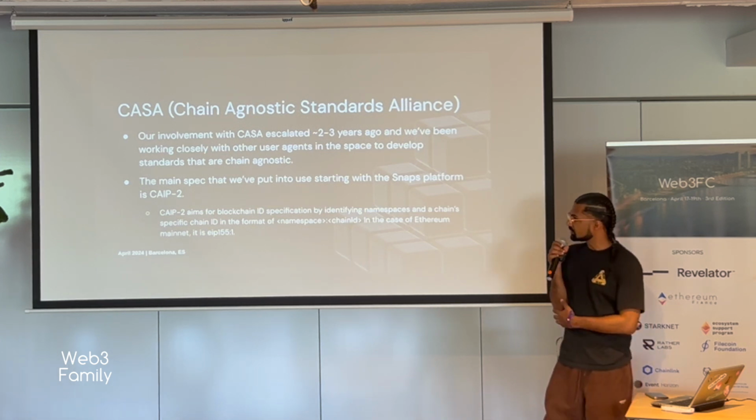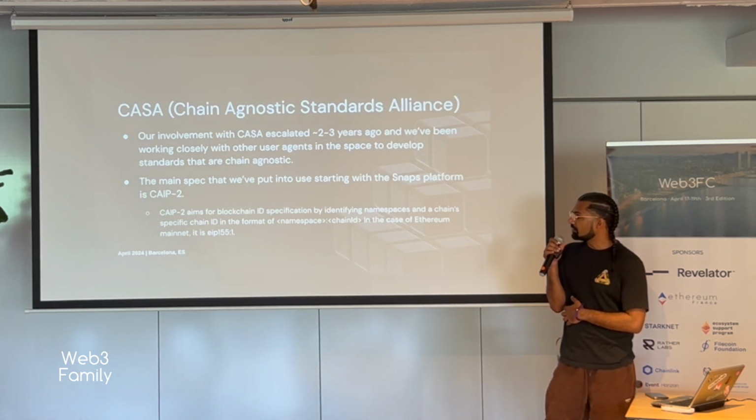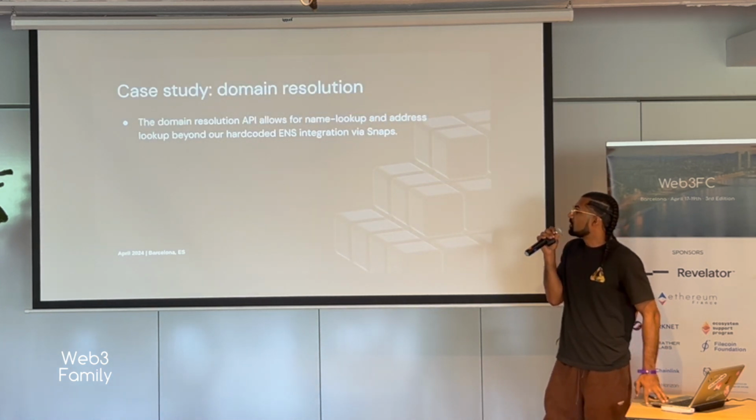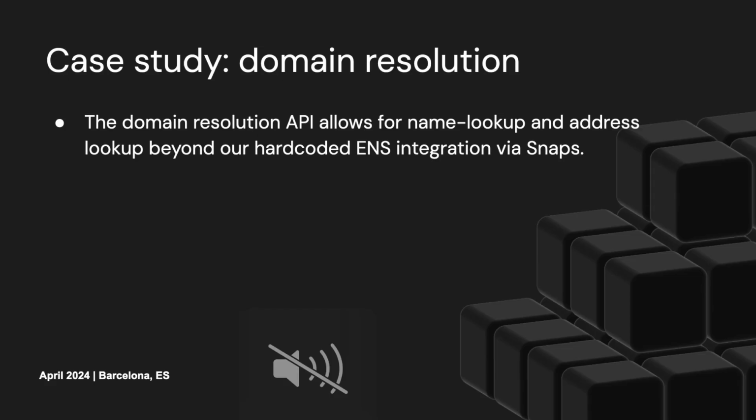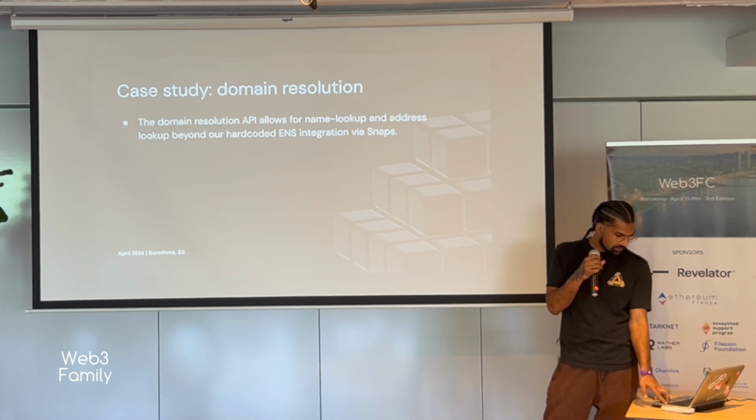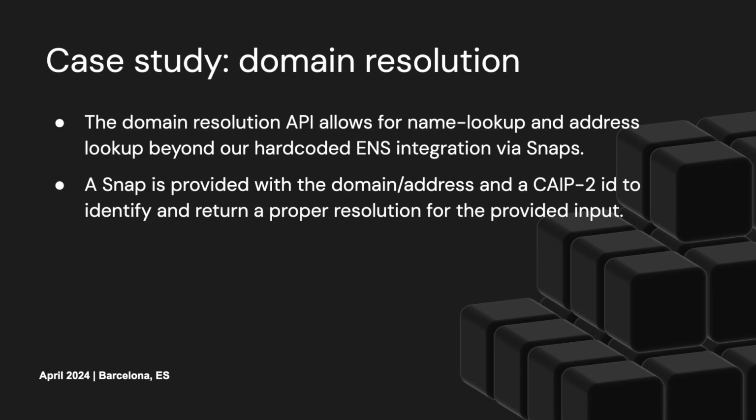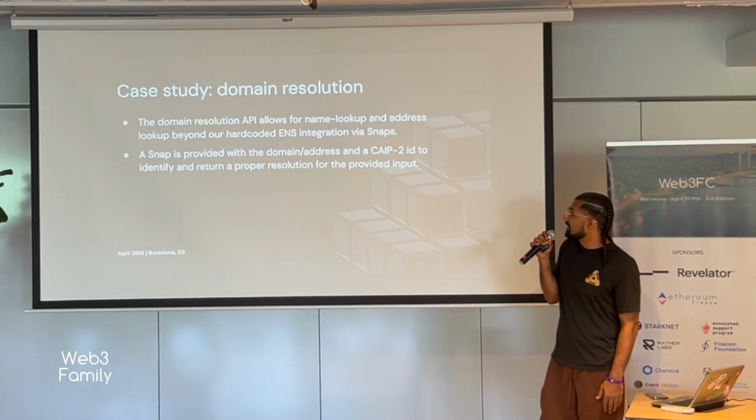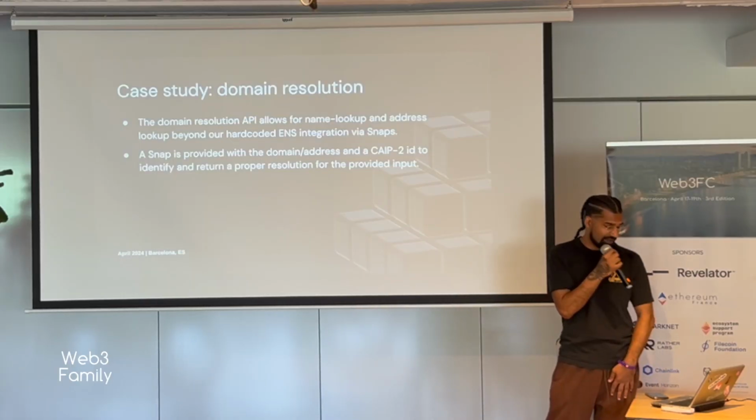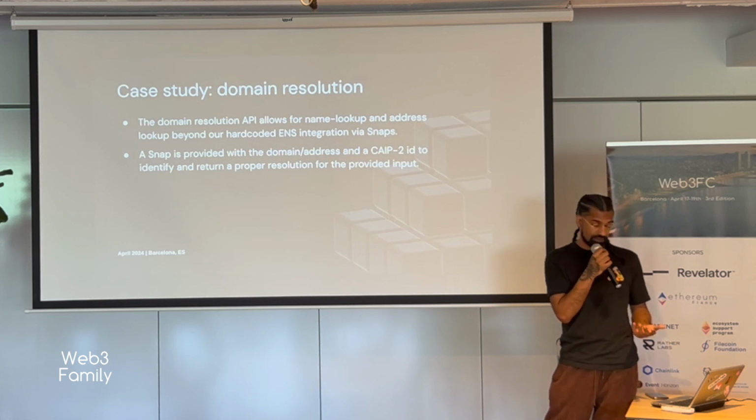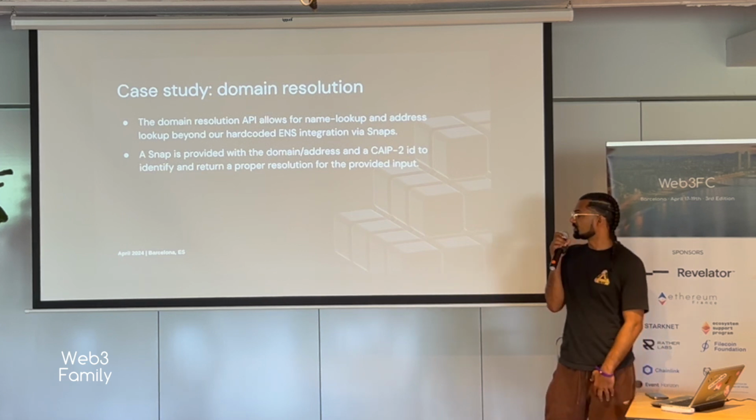And I'll walk you through a short case study of an API that I wrote recently for domain resolution. The domain resolution API allows for name lookup and address lookup beyond our hard-coded ENS integration via snaps. A snap is provided with a domain or an address and a CAIP-2 ID to identify and return a proper resolution for the provided input. So there are name resolution protocols that exist across multiple chains and networks, and being able to identify with specificity is integral to avoiding faulty resolutions.